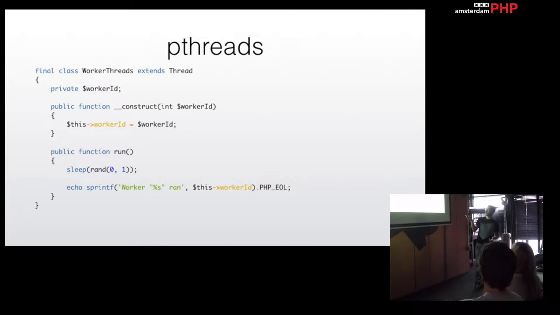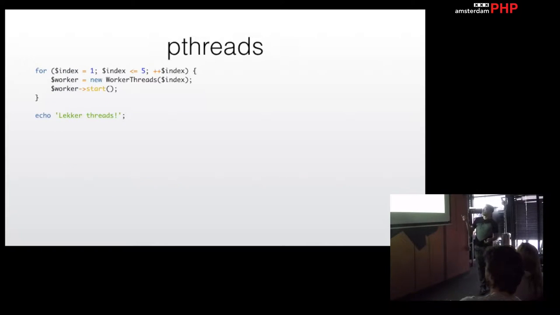So putting this code into practice, I have this for loop with an index, and then I create an instance of my worker, and then I start it here, and then I echo "lekker threads". I know people hate this word, but I like this word. This is my favorite Dutch word.